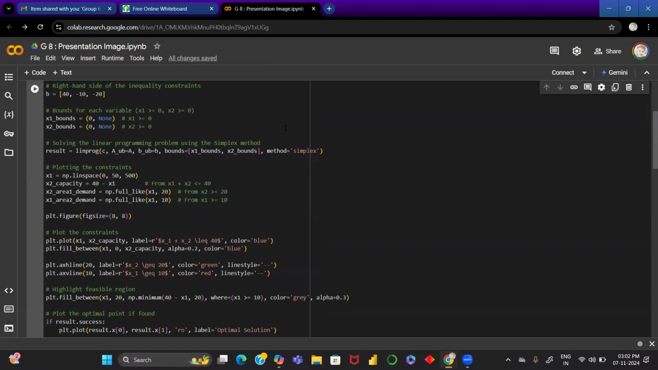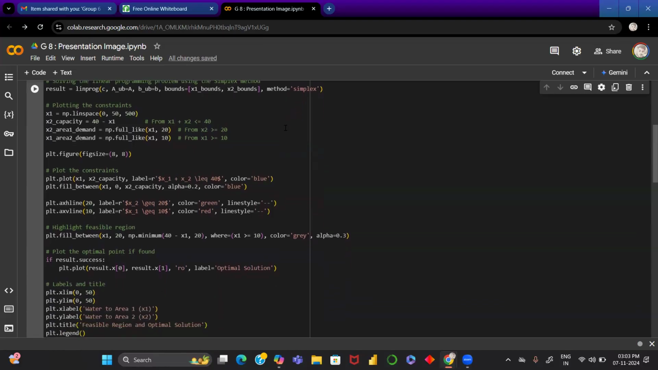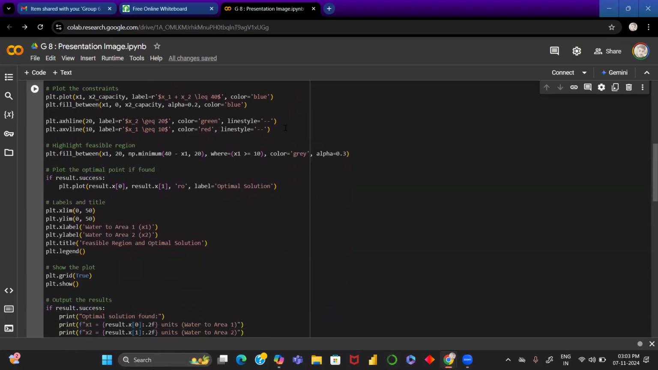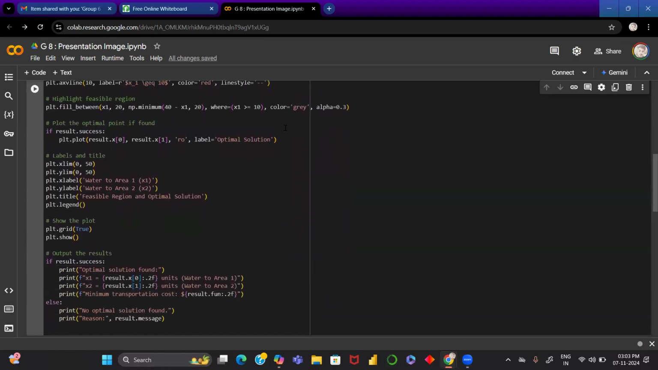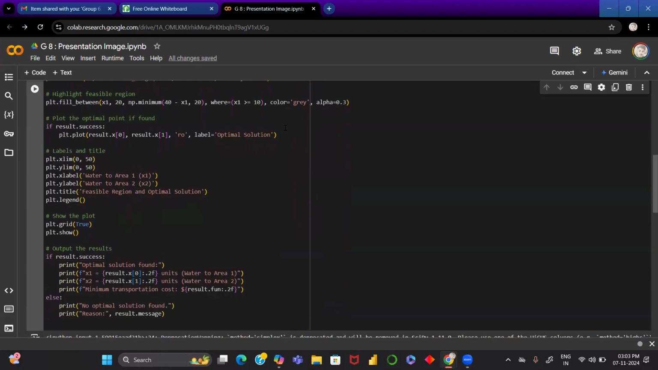Then we initialize the plot with an 8 by 8 inch figure. Then we plot the vertical and horizontal lines. Then fill between is used to shade the area. The np.minimum function is used, which takes the minimum value for shading the constraints. We plot the optimal solution as a red dot, for that we use the function ro. Then we set the X and Y axis limits, labels, and title. So we display a grid for better readability and show the plot.